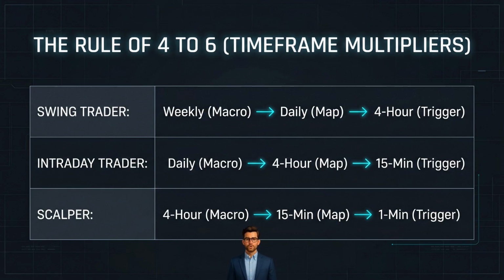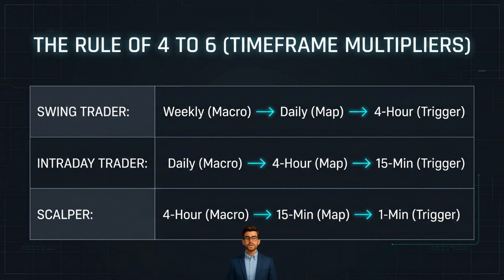Let me give you the 3 most powerful timeframe combinations used by institutions. If you are a swing trader, holding positions for days or weeks, your anchor is the weekly chart, your directional map is the daily chart, and your execution is the 4-hour chart. If you are an intraday trader, which is the most common style, your anchor is the daily chart, your directional map is the 4-hour chart, and your execution is the 15-minute chart. Finally, if you are a highly aggressive scalper, taking trades that last only minutes, your anchor is the 4-hour chart, your directional map is the 15-minute chart, and your execution is the 1-minute chart.